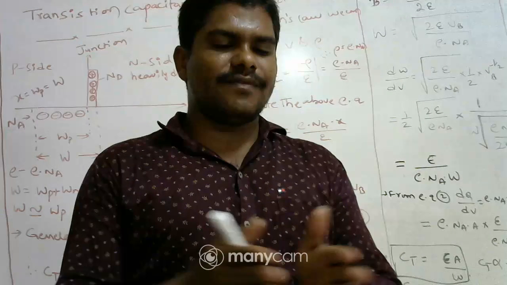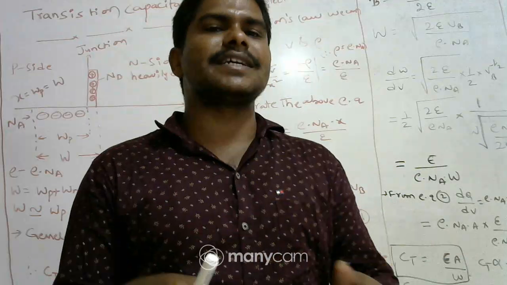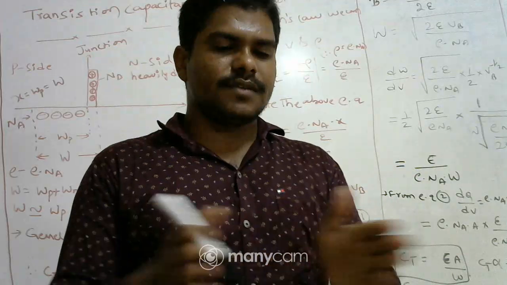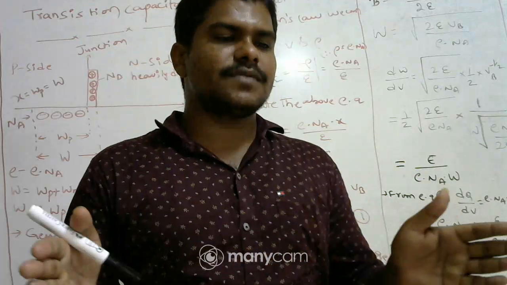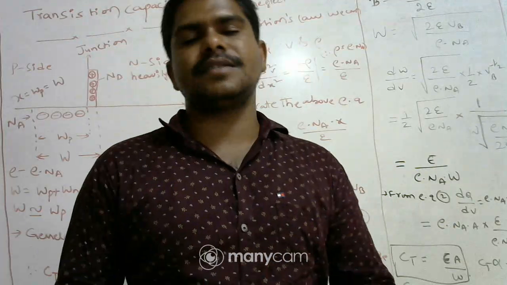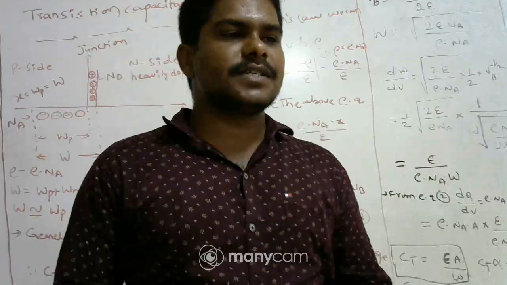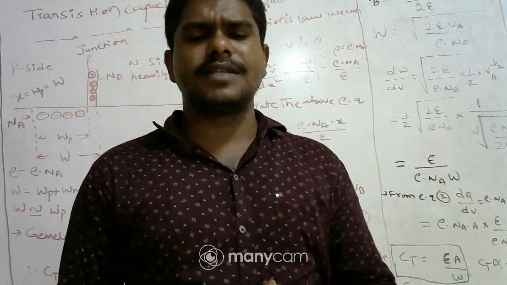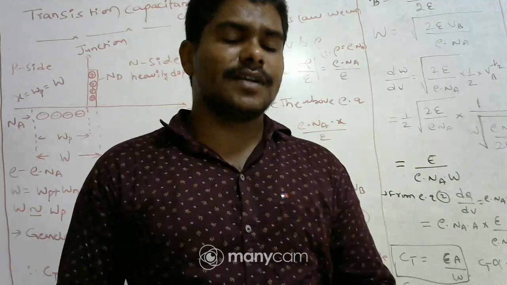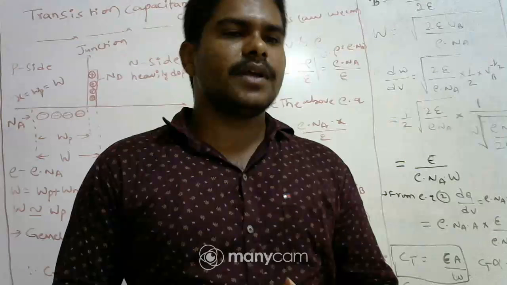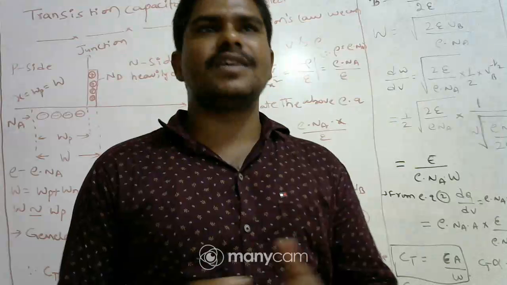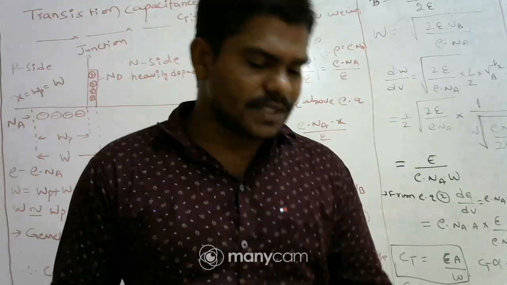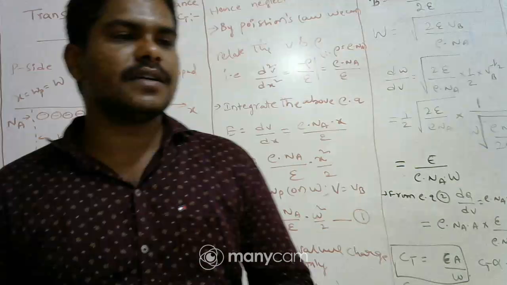The capacitor width increases, so capacitance decreases. When the width increases, capacitance will decrease. So this junction capacitance, transition capacitance, we can see in reverse bias. When you apply the reverse bias in a PN junction diode, your junction width will increase, so that is called transition capacitance. Transition capacitance generally occurs in reverse bias only.